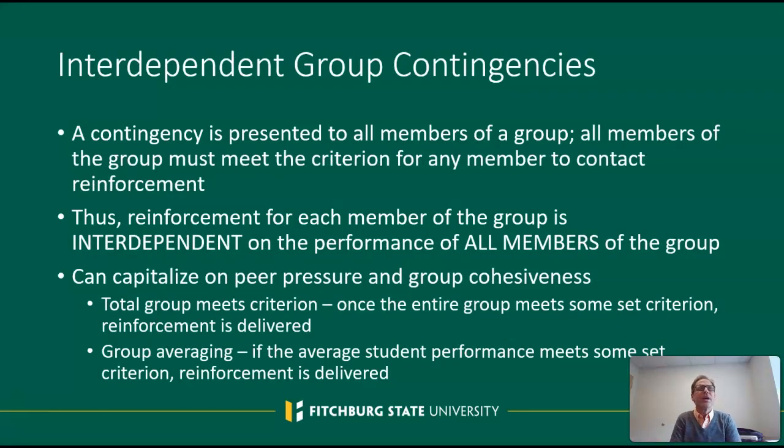And then finally, we've got interdependent group contingencies. This is where a contingency is presented to all members of a group, and all members of the group must meet the criterion for any member to contact reinforcement. Thus, reinforcement for each member of the group is interdependent on the performance of all members of the group.